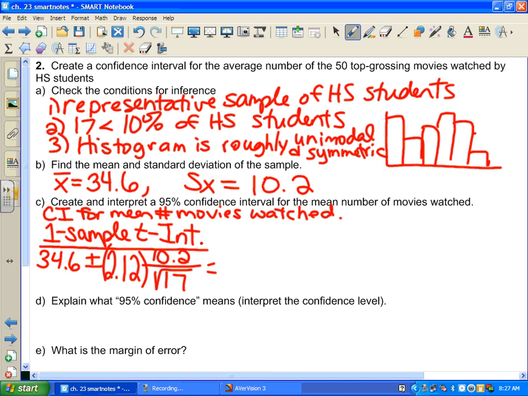Okay, so you can either use this formula, add and subtract, or now I'm just going to go to the calculator. So find one sample. Why am I forgetting what to do? Oh yeah, the test. So it's a t interval. Make sure you pick t interval and not z interval.